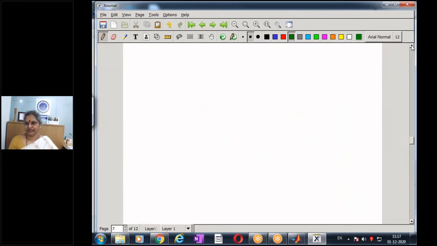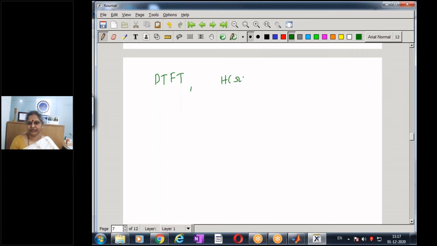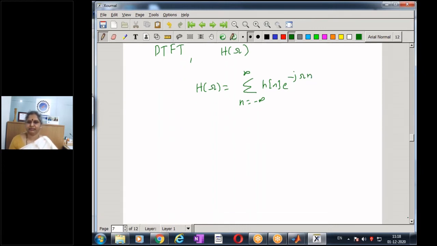So now let's go back and continue with what we were discussing. We have come up with the definition of the discrete time Fourier transform, and that is given by H(omega) equals the sum from n equal to minus infinity to infinity of h[n] e to the power minus j omega n.